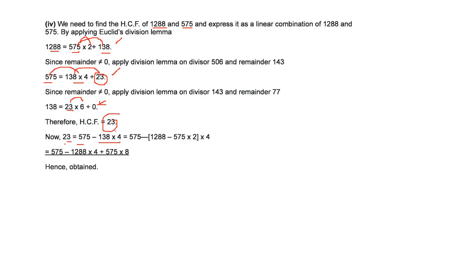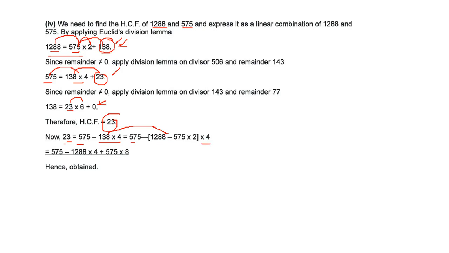Now how do we get this 138? 138 we got by 1288 minus 575 into 2. So in the place of 138 we'll write this: 1288 minus 575 into 2. This 4 remains outside. Now let us just expand it.